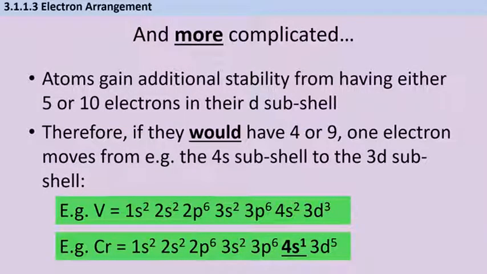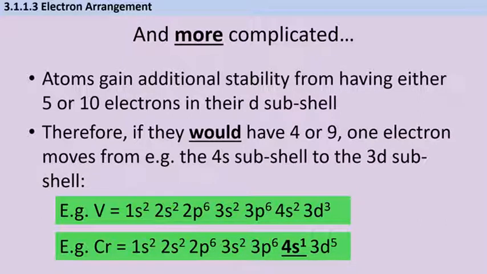One more rule. Atoms gain additional stability from having either 5 electrons or 10 electrons in their d subshell. So if you end up in a situation where they almost do, as in where they have 4 or they have 9, at that point an electron moves from the 4s subshell to the 3d subshell.